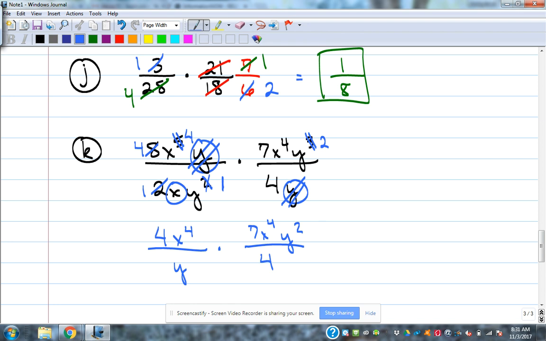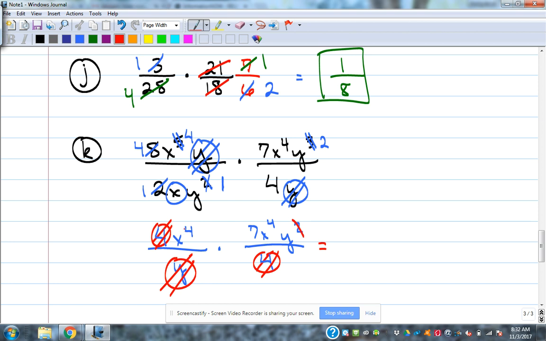Now, I've already done all the vertical stuff. Now I got to look diagonally. This y cancels how many of those? 1. Okay, so this one's gone, and it's left with 1. The 4s, this 4 cancels that 4. What's left in the denominator? Nothing, which is technically a 1.